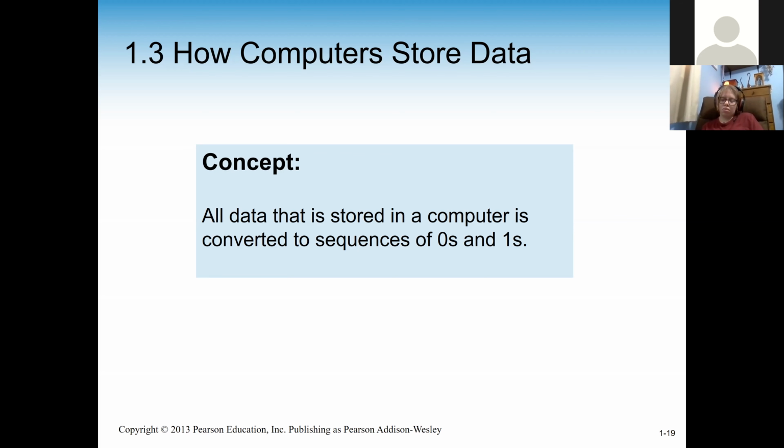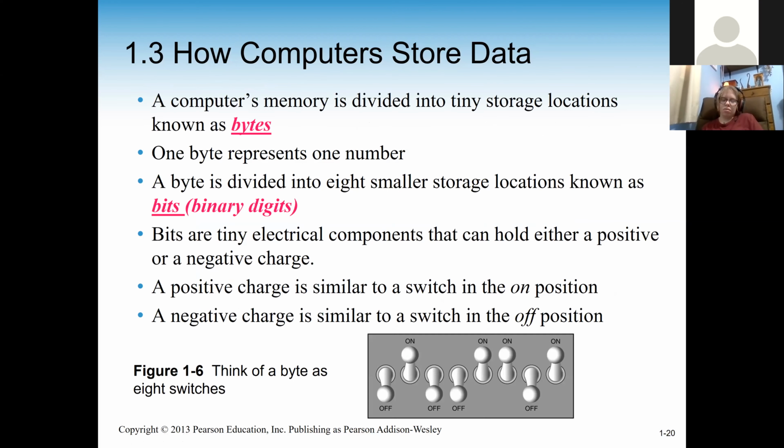All right, so we talked about zeros and ones, the concept. A computer's memory is divided into tiny storage locations known as bytes, right? All of this is relevant because we have to declare variables and store them in memory. One byte represents one number. A byte is divided into 8 smaller storage locations known as bits, which are binary digits. As I said, that term bits was coined at Bell Labs by Claude Shannon and a colleague of his when they were developing these ideas of how to use the transistor.